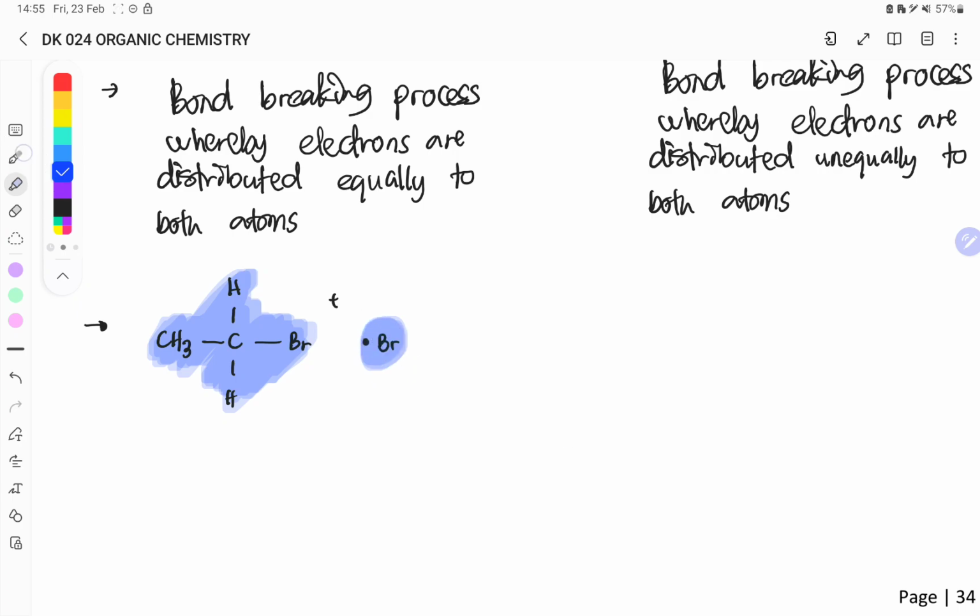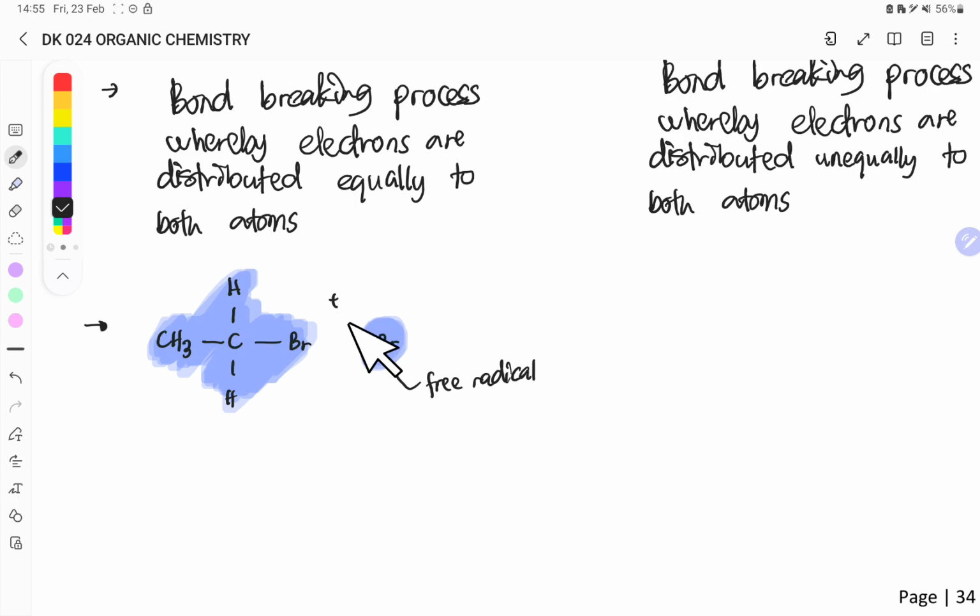Kita ada Br with unpaired electron. Okay, Br with unpaired electron, and we call this species a free radical sebab dia ada satu unpaired electron, dia tak capai octet lagi. Remember from last semester, most species will want to try to achieve octet, because when they are not octet, they are not stable. Okay, they are not stable yet.